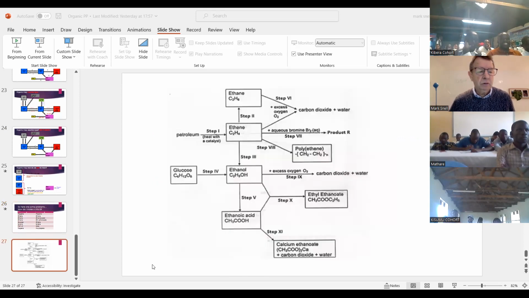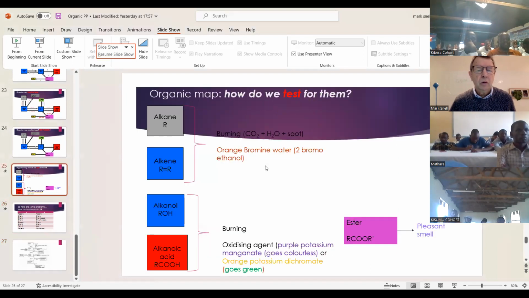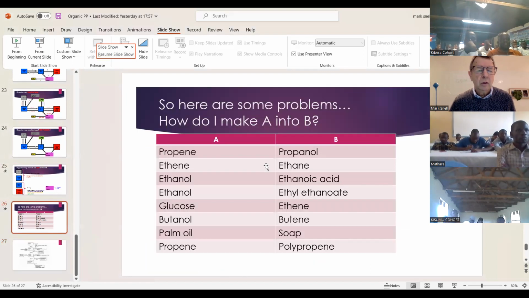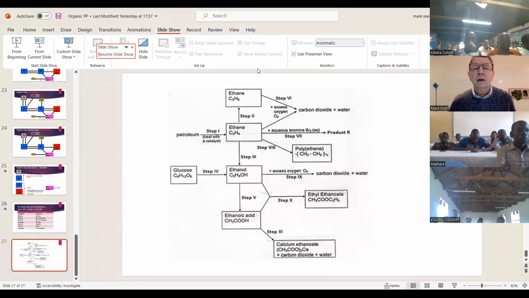Okay, there's that one. Why is it not moving? I'm sorry, I've lost the slide. Oh, well.